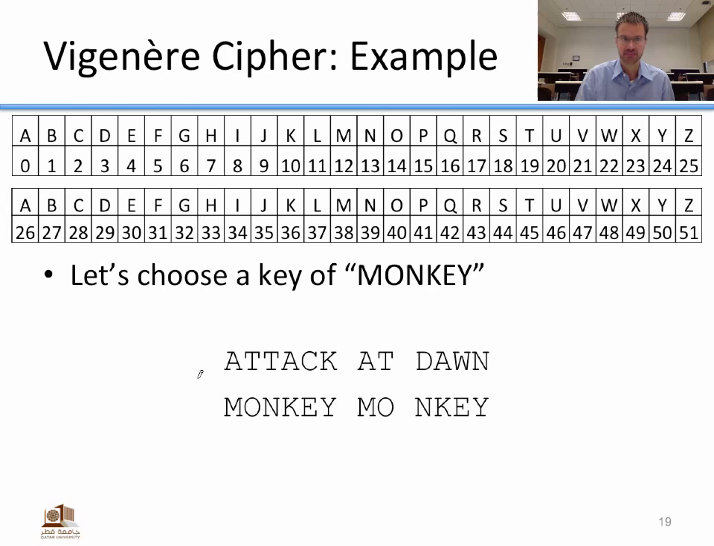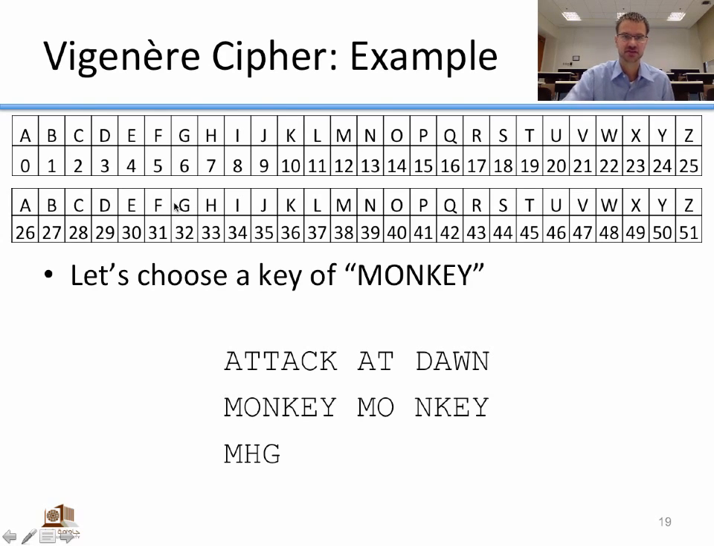So A plus M, A is 0, M is 12. So that gets me M as my ciphertext letter. T plus O, T is 19, O is 14, so 19 plus 14 is 33. That gets me H as my ciphertext letter. T plus N, T is 19, N is 13. That gets me 32, so G is my ciphertext letter right here.